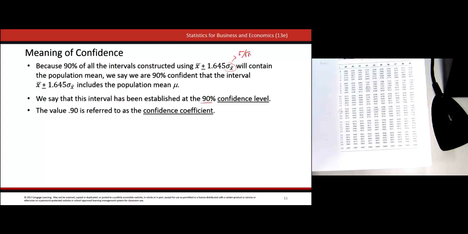The question may ask you to obtain the 90% confidence interval. Or the question may give you the confidence coefficient. For a 90% confidence interval, the confidence coefficient is 0.9. That is the middle area, 0.9.